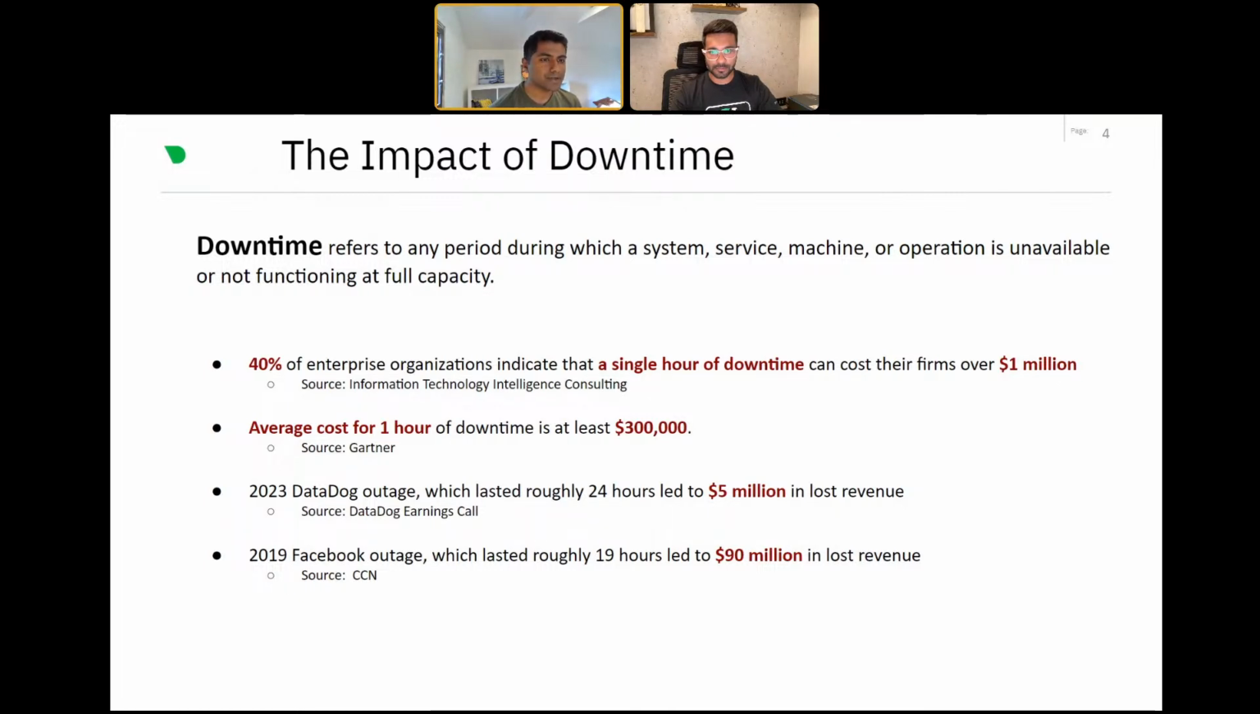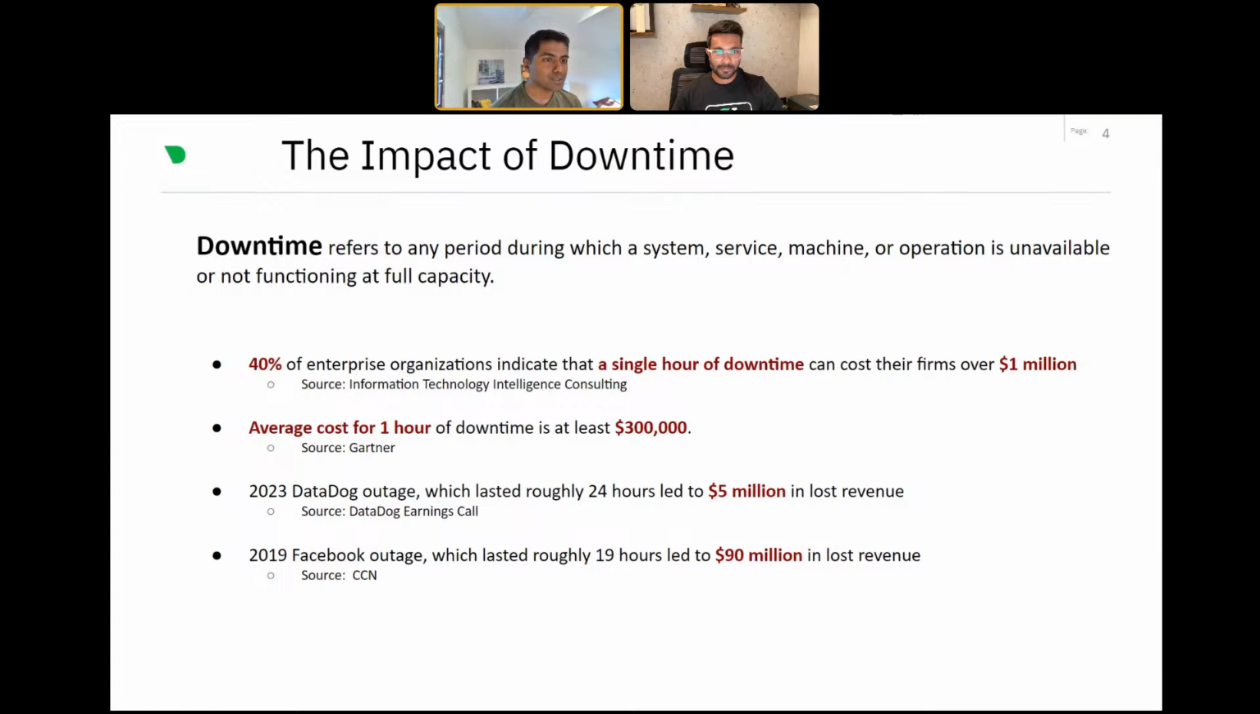And I have a couple of interesting anecdotes here. So last year, there was an outage for Datadog. It lasted roughly 24 hours. It was partial in some places, and some users could not access the product at all. And during their earnings call, they said that it directly led to $5 million in lost revenue for Datadog. It's kind of ironic that Datadog is a monitoring solution, but this happened. But this is how the world is. Things happen, and it's about how you learn from it that matters.